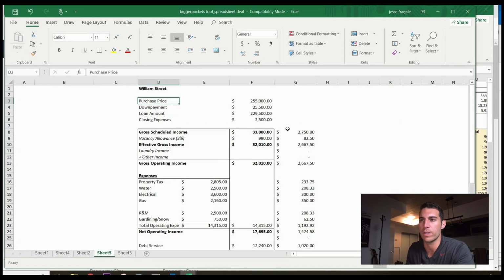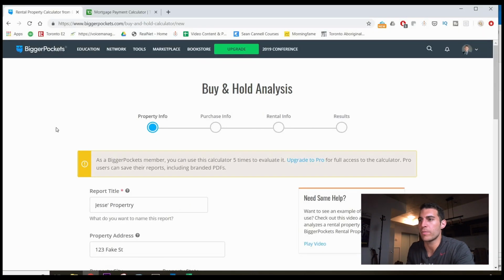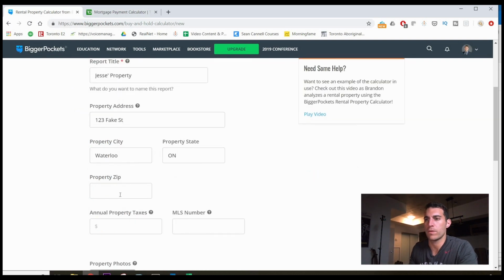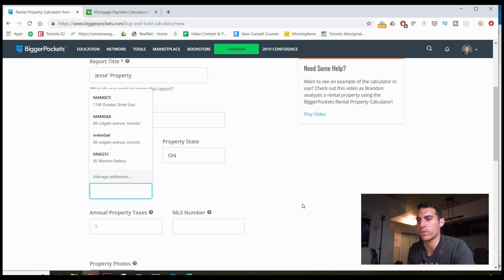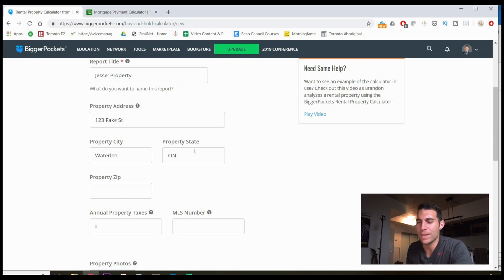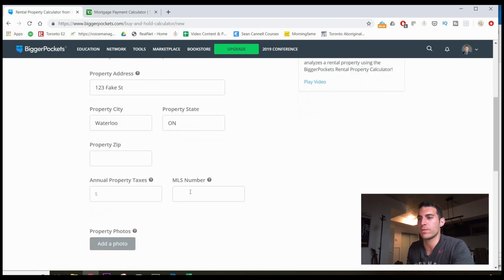So this was a single family home. I actually started inputting some of this. So let's call it Jesse's property, 123 Fake Street. Let's get them, boys. If you know that reference, congratulations, you were born in the 80s. Okay, so Waterloo, Ontario. How dare you ask me for a state, BiggerPockets? We are in the land of provinces.